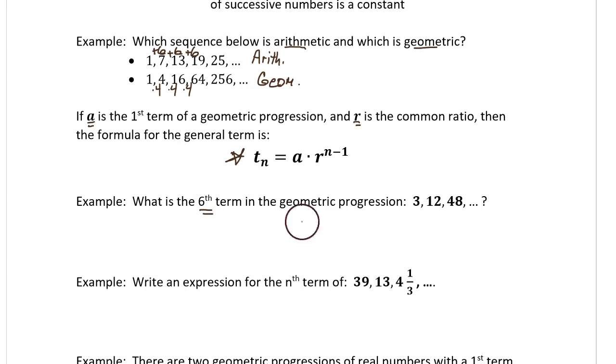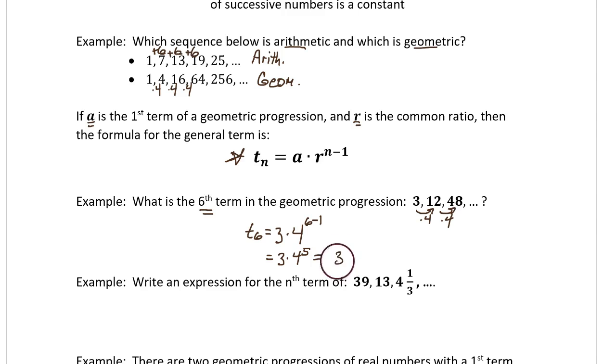What is the sixth term of this geometric progression? So we want to find T sub 6. The letter A is the first term, that's 3. Now we need to multiply by the common ratio R. Well, we first need to find that. So what's happening from term to term? It's multiplying by 4. The value of R is 4. And then we're going to raise to the n minus 1 power, so that's 6 minus 1. This is equal to 3 times 4 to the 5th power. You can take a calculator to evaluate that.